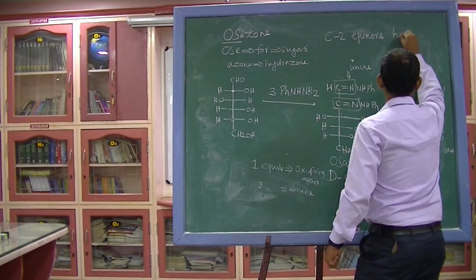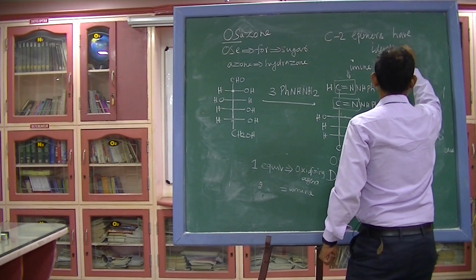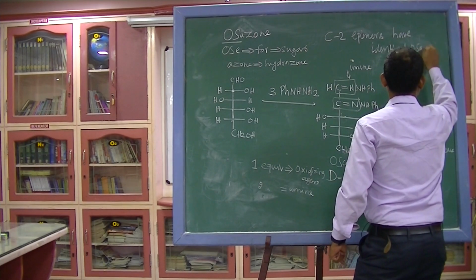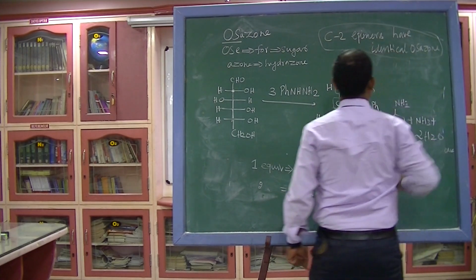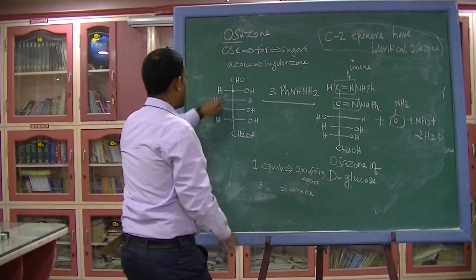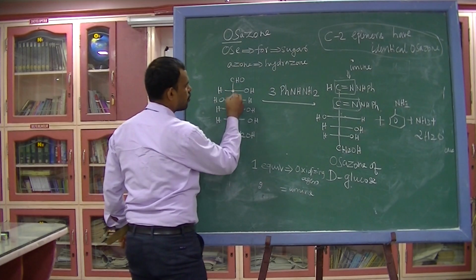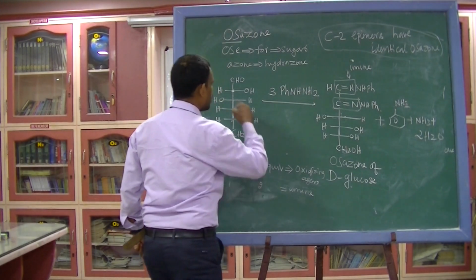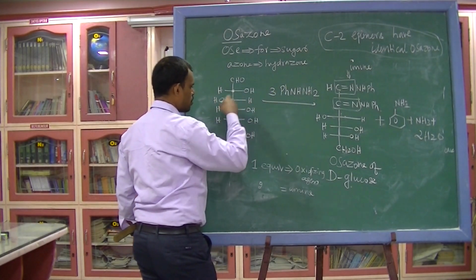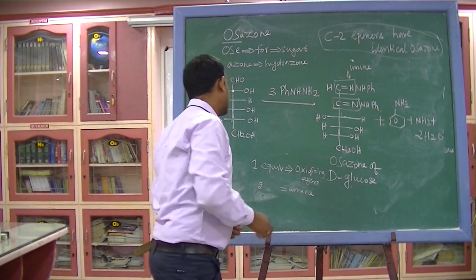epimers have identical osazone. That is the point. So C2 epimers have identical osazone, am I right? Because the C2 epimer of, for example, glucose is D-mannose, am I right? So D-mannose as well as D-glucose will give the same osazone derivative.